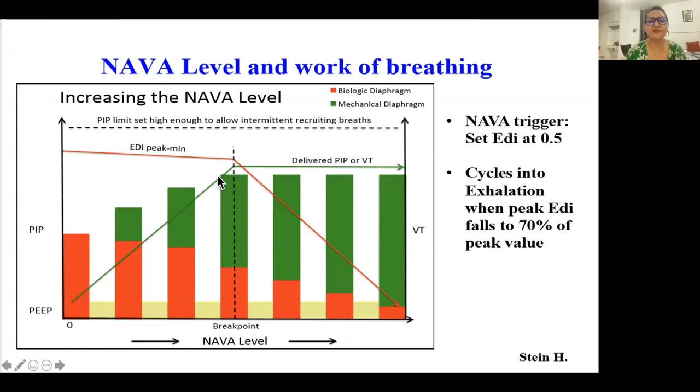The pressure is increasing, fine. And the tidal volume is increasing along with that. After some time, at one particular level of the Nava level, even if you are increasing the Nava level, see, I have increased to this, the tidal volume is not going to change. The pressure is not going to change to give that much tidal volume. This is the breakpoint of the Nava level. So this is the point where you will be keeping your Nava level. And the exhalation will start when the EDI falls to 70% of the peak. We already talked about it.